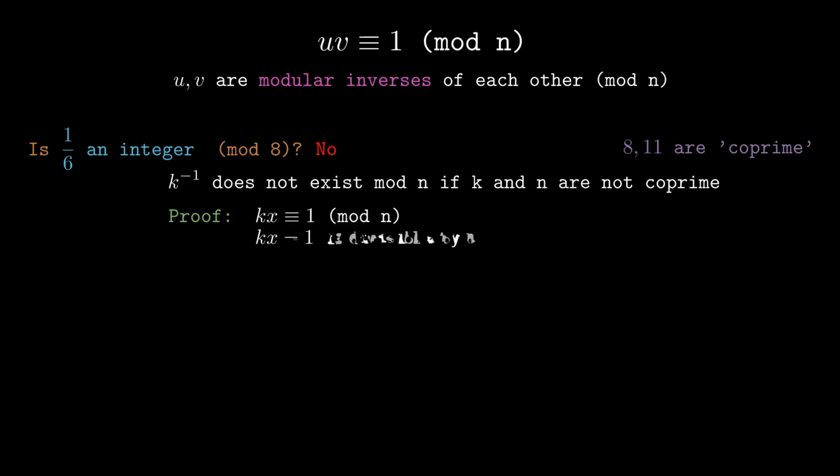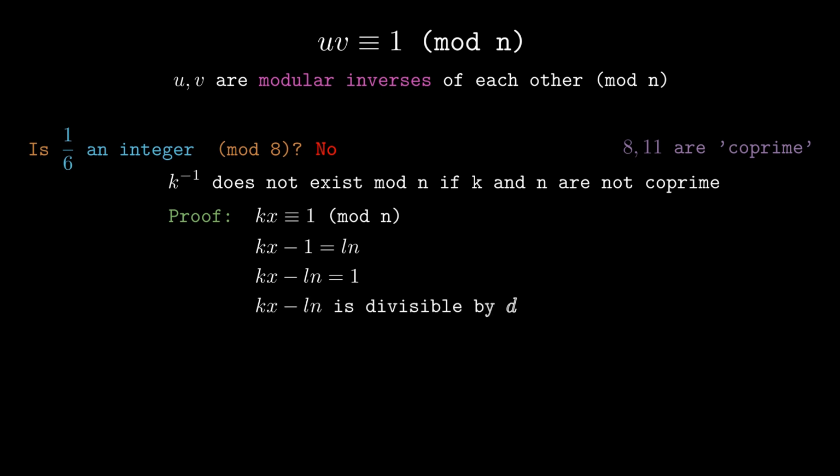We get kx minus 1 is divisible by n by definition, so we'll write L times n here to mean some integer multiple of n. Now let's rearrange to get kx minus ln equals 1. We'll let d be a common factor of n and k. Then kx minus ln is divisible by d, since kx and ln both are. But that means 1 is divisible by d, which is only possible if d equals 1, so k and n must be coprime in order for the modular inverse to exist, and we're done.